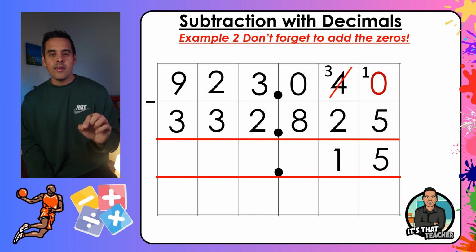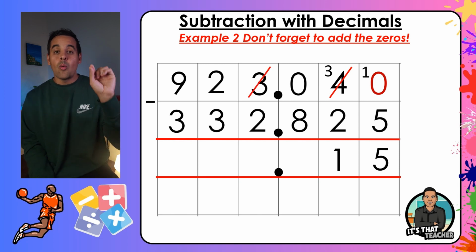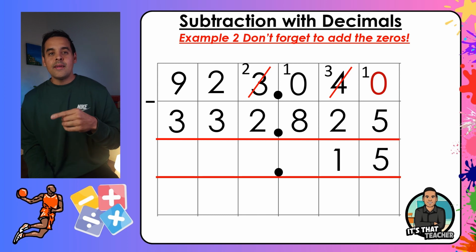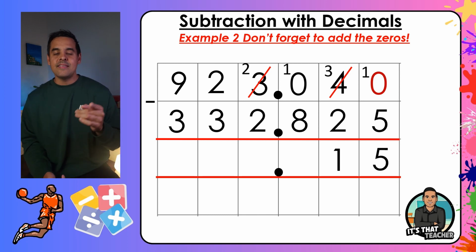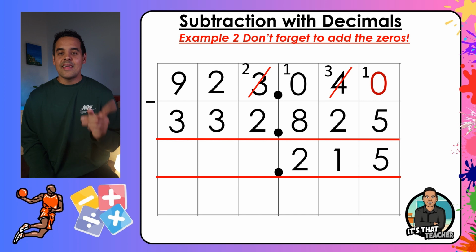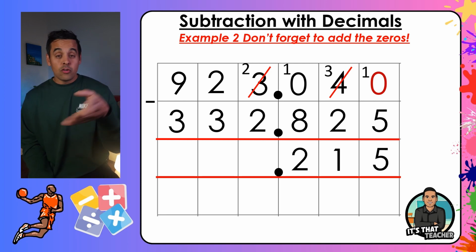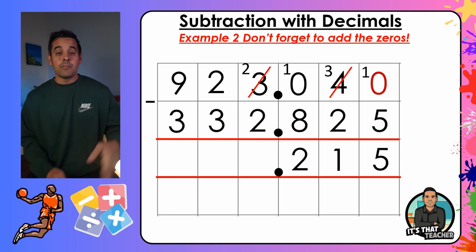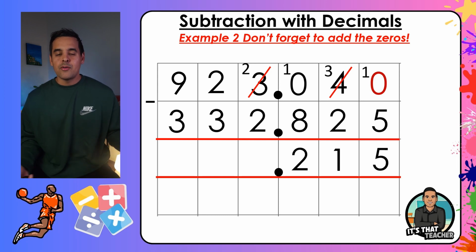So 0 take away 8, can't do it. Borrow from the ones column, make that a 2, give the 1 to the tenths column. Now 10 take away 8, makes sense, that's 2. So decimal points there, just move along, keep moving along. It's there, yes it's there, but it doesn't affect the process. 2 take away 2 is 0.